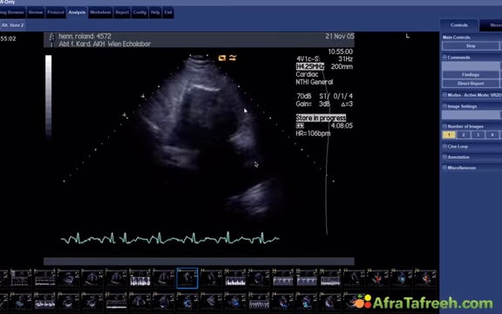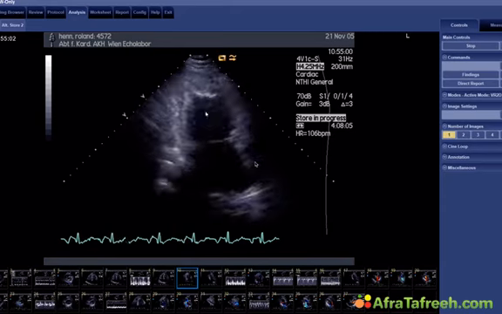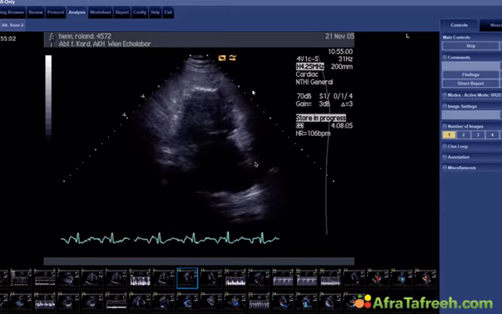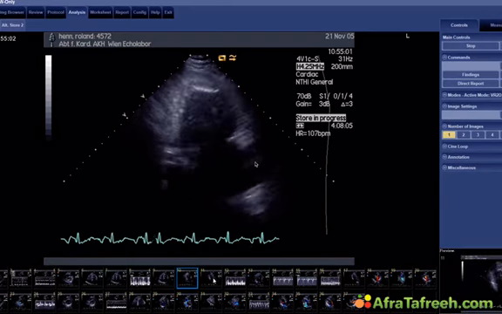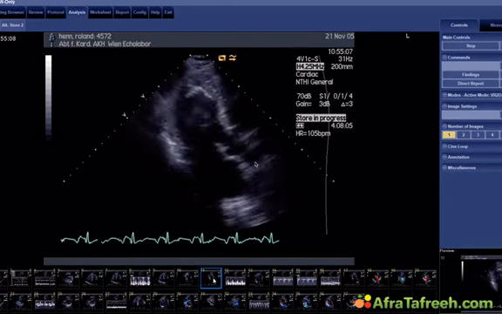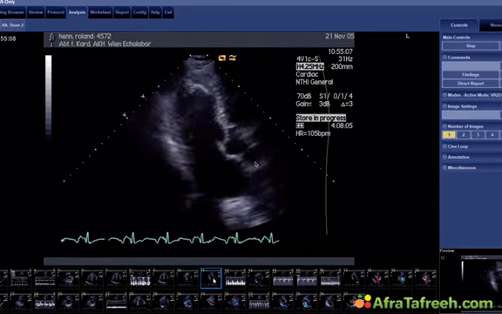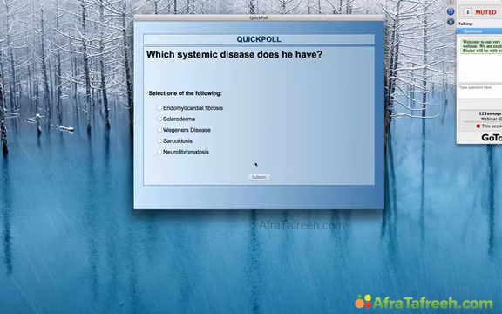This is the 2-chamber view. Okay, does this patient have anything up here? You probably noticed that there is an area up here which is fairly suspicious. Okay, I won't comment on that anymore. Just look at it, because the question will be coming for you. Okay, here is the question. Which systemic disease does he actually have?